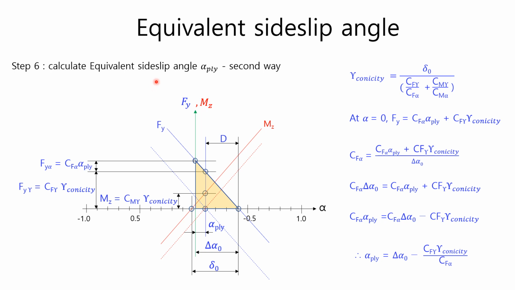The second way to calculate the equivalent side slip angle alpha ply is to use the slope of force line. From the figure, lateral force Fy can be expressed as the sum of Fy alpha and Fy gamma. Therefore, the slope of force line CF alpha can be expressed in terms of vertical component Fy and the horizontal component delta alpha 0. Multiplying both sides by delta alpha 0 and arranging the equation, we can obtain the equivalent side slip angle alpha ply in terms of delta alpha 0 and the stiffness ratios and the equivalent camber angle gamma.